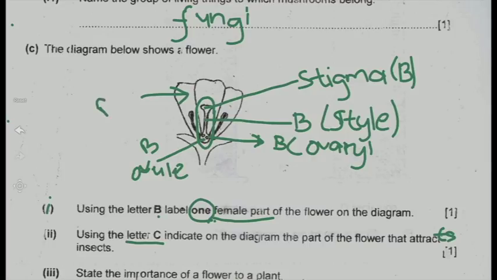But then the question didn't ask you to label it in words. It has just asked you to write letter C on the part that attracts the insects. We go to the last question on the flower.